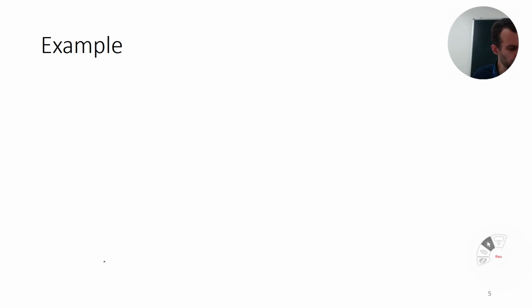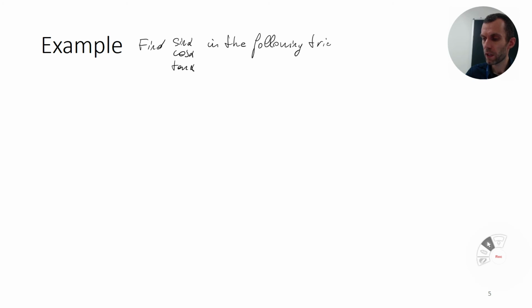So let's do an example, or a couple of examples. What I want to do here is find sine of alpha, cosine of alpha, and tan of alpha in the following triangle. So, a nice right angle triangle like this. This is alpha, this side is 4, and this is 3. And I want to find those 3 functions without first calculating alpha.